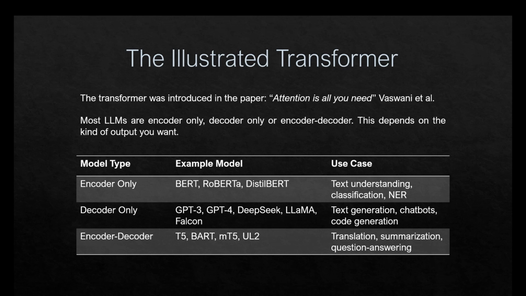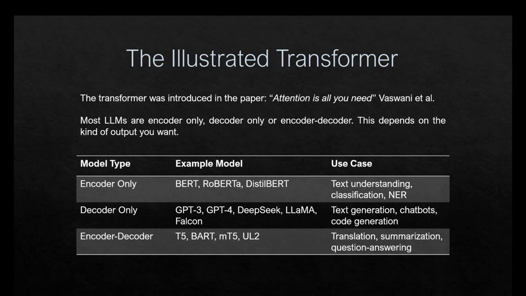It's important because generative AI is everywhere, and this is the cornerstone, the building block of most LLMs today. The large language models are either encoder-only, decoder-only, or encoder-decoder. This depends on the kind of output you want and the way that they have been trained.